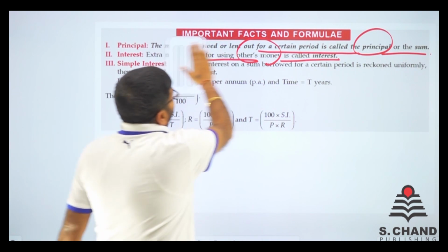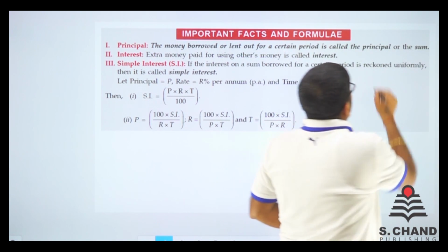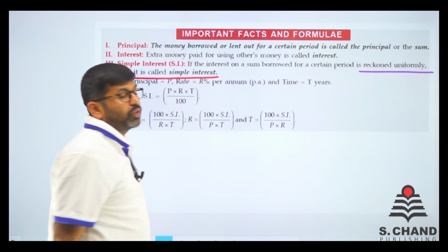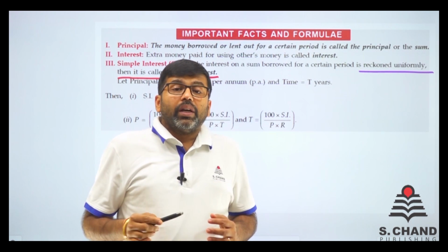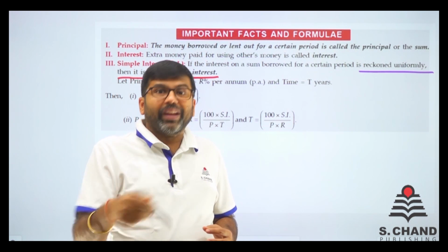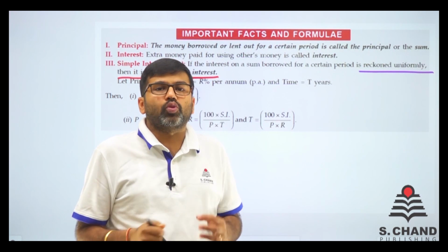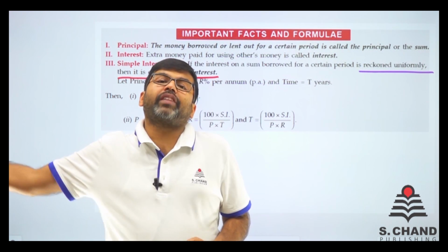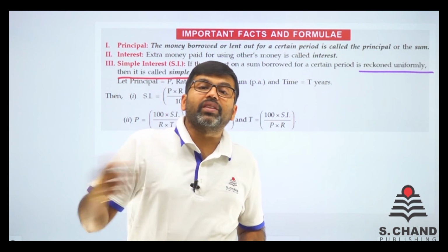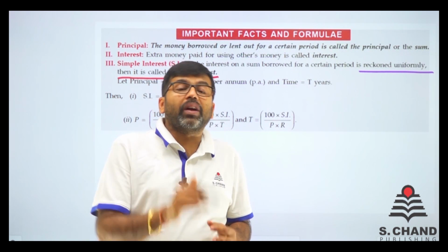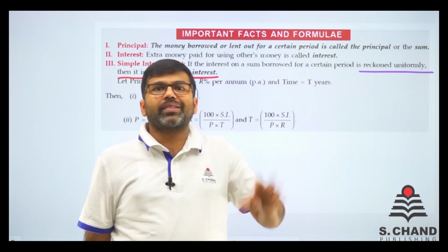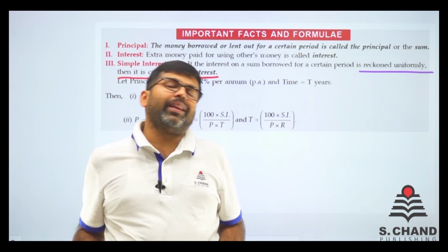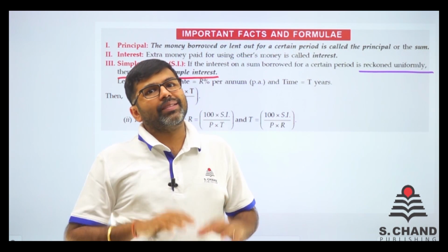Simple interest: if the interest on a sum borrowed for a certain period of time is reckoned uniformly, then it is known as simple interest. What does uniformly mean? If the interest you have to pay is the same for every period of time, say for example 3 years, so the interest on 100 rupees for the first year, second year and third year is the same, it is known as simple interest.